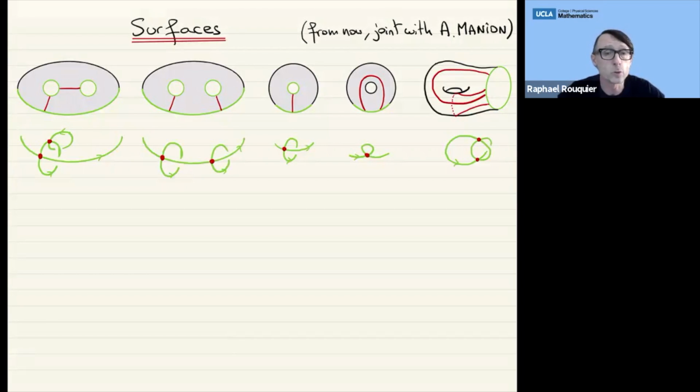So the structure of the surface, with this sutured surface and this arc decomposition, can be encoded essentially in something called an arc diagram. Here I'll call that a singular curve. So you keep the green curves, and the red lines, these arcs, will correspond to making an intersection.